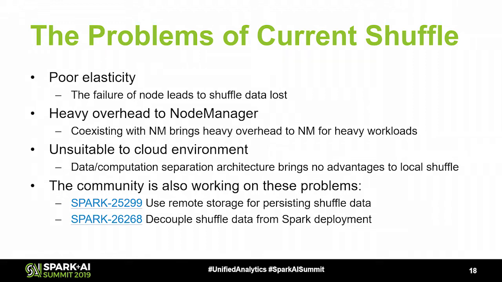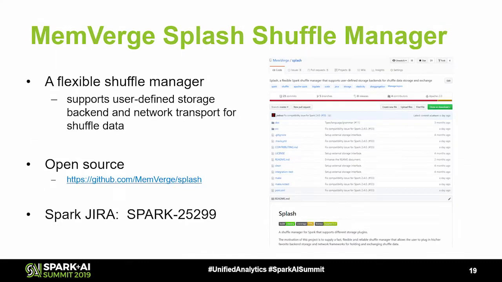Okay, and the community has already realized these problems, and they have filed several issues to track them. We list those issues here, and if you are interested, you can see some related discussions in these issues. So here comes our solution. At MemVerge, we developed our own Splash Shuffle Manager. The key difference of this Splash Shuffle Manager is that it extracts a storage interface from the original shuffle algorithm. That means we barely keep the shuffle algorithm untouched, and we separate all those I/O requests into a separate interface. This project is now open source and available on github.com.